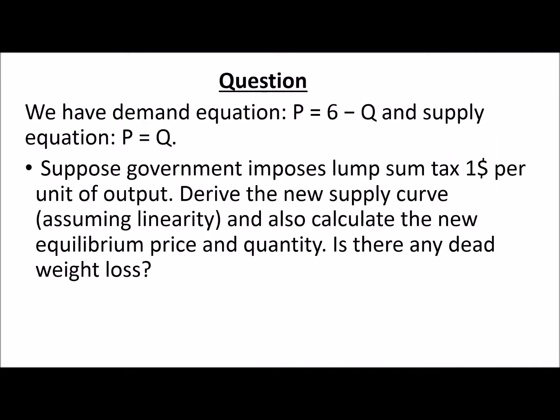Now we will solve a question on a similar concept. In this question, we are given the demand equation and the supply equation. You have already seen this question in our previous video, in which we solved it to find the equilibrium price and the equilibrium quantity without any tax. But now in this question, the government has imposed a lump sum tax of $1 per unit of output, and we have to derive the new supply curve, and find the new equilibrium price and quantity. We also have to check if there is any deadweight loss. If there is, then we have to find how much the deadweight loss is.